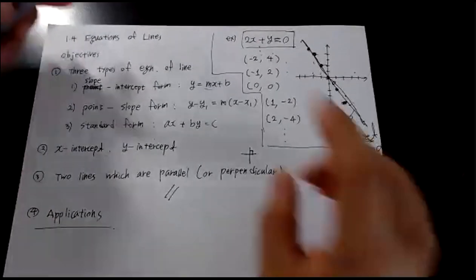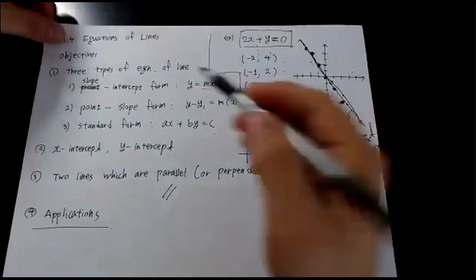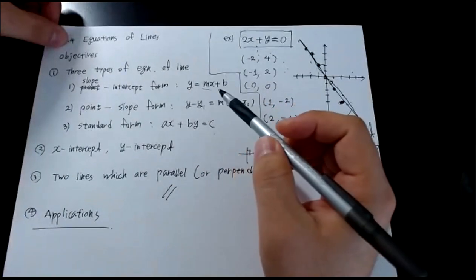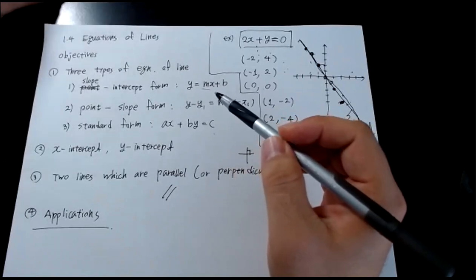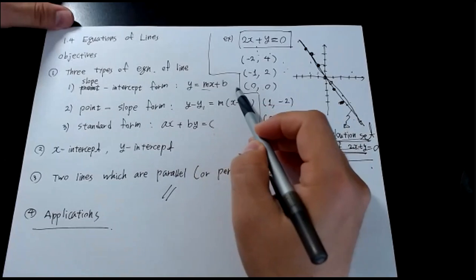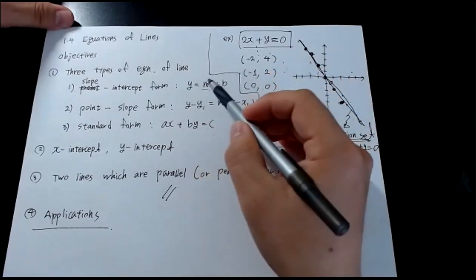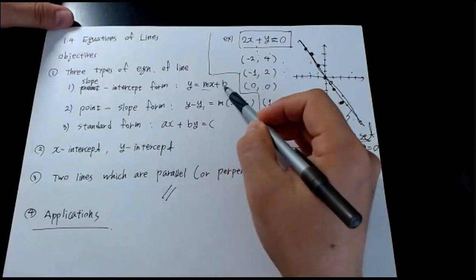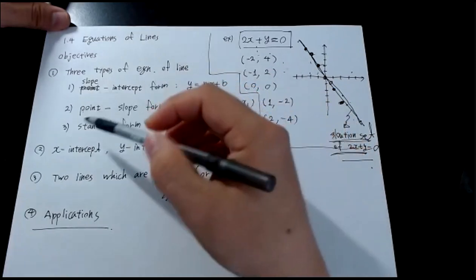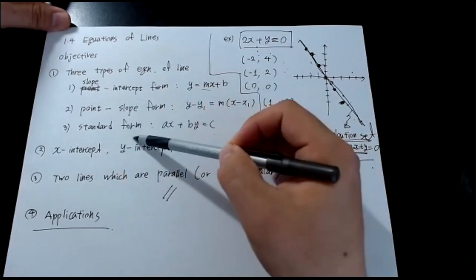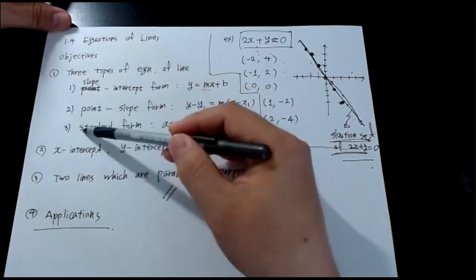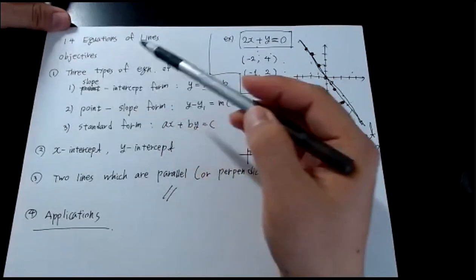All right, so let me review what we did last time, y equals mx plus b, because most of problems 1.4, I'm gonna use this one, y equals mx plus b, and I'll find the slope, and I'm gonna find the y-intercept. I mean y coordinate of the y-intercept. Okay, so yeah, we're gonna study point slope form and the standard form, but I'm gonna barely use these two. Okay, so I'll use the slope intercept form.